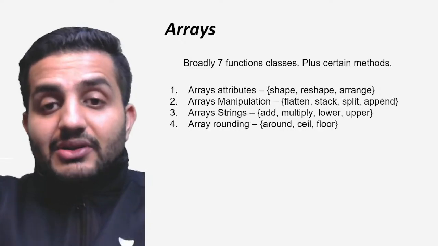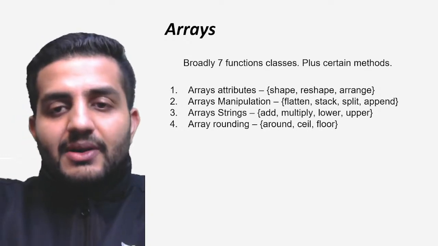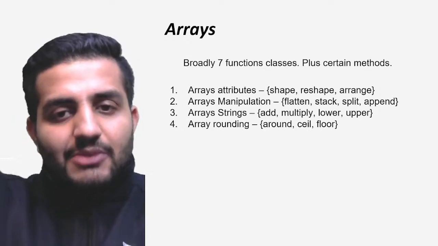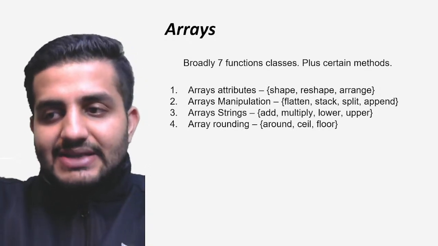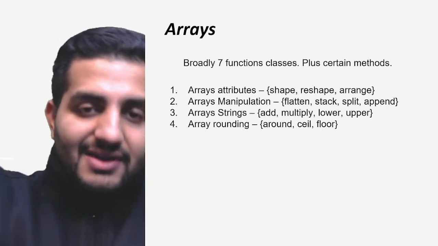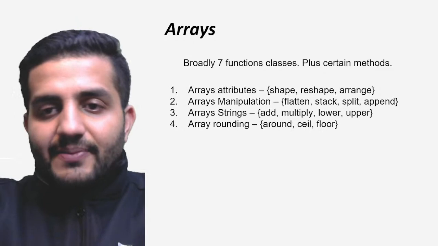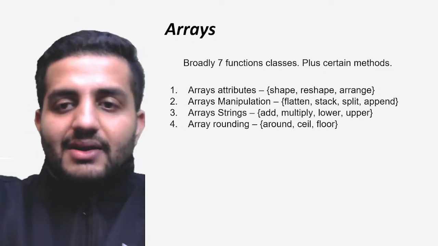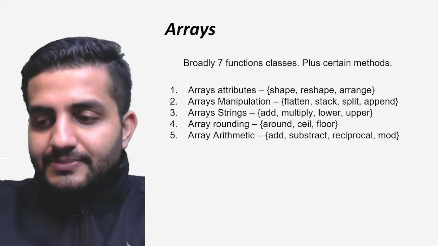Then we discuss the roundings. So rounding functionalities of my array. We have 3 major functions available here. Around, using the decimal places. And then we have ceiling and floor. So ceiling is the nearest integer greater than my current decimal value. Floor is the nearest integer lower than my current value. So it's more of the ceiling and flooring rounding functions available here.